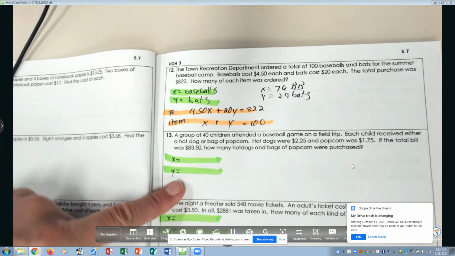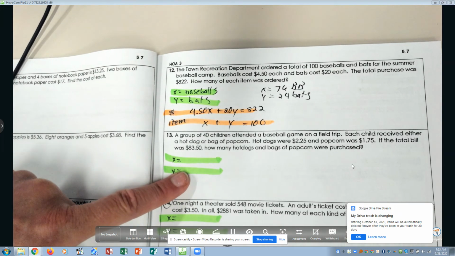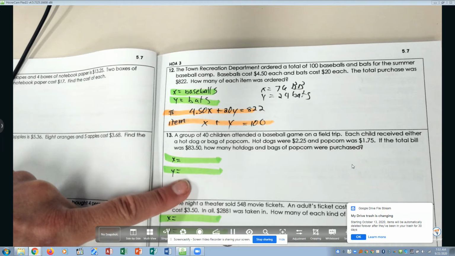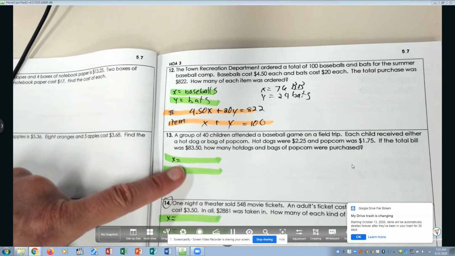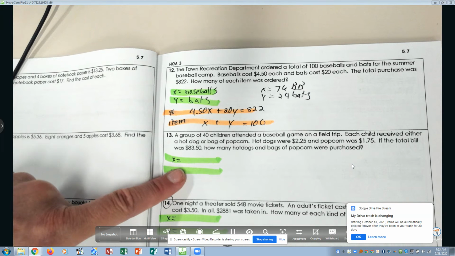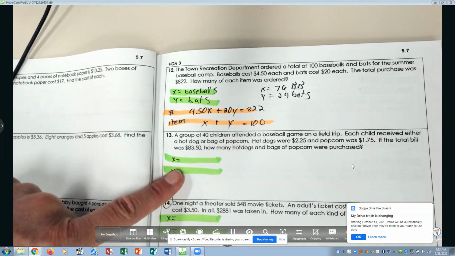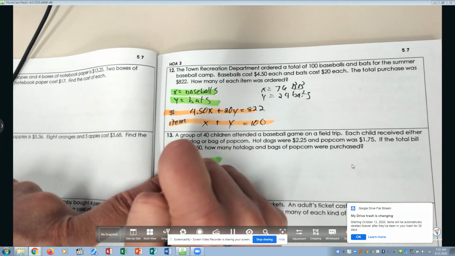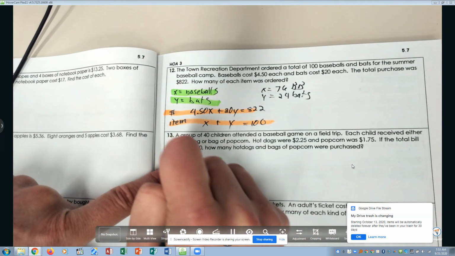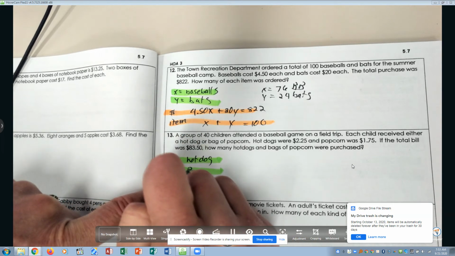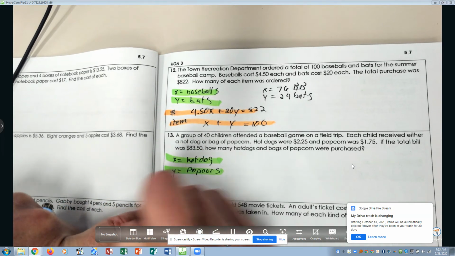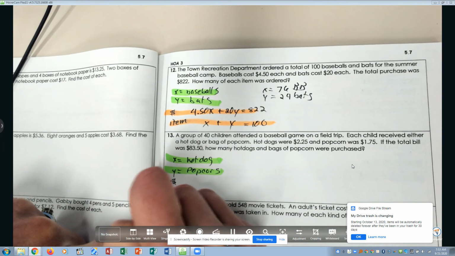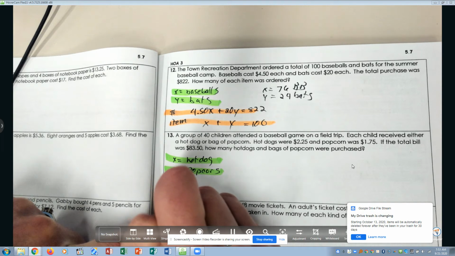All right. 13. A group of 40 children attended a baseball game on a field trip. Each child received either a hot dog or a bag of popcorn. Hot dogs are $2.25 each. Popcorn is $1.75 each. If the total bill was $83.50, how many hot dogs and bags of popcorn were purchased? So X can be hot dog and Y can be popcorn. We're going to make a money equation. We're going to make a number of items equation.